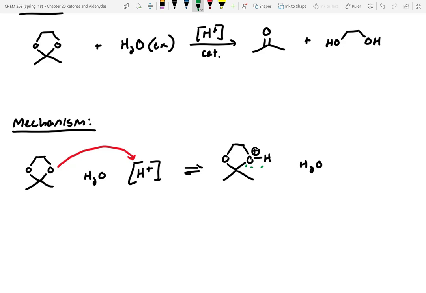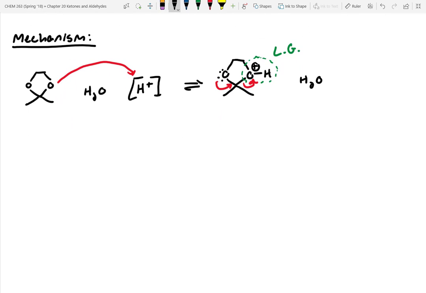I'll give you a hint. This whole thing is a good leaving group, right? The oxygen is protonated, not happy being protonated. Is there any way to dump electrons to it? Second hint. We got 2 lone pairs over here. Can eject it out, right? Okay. So that's going to be our next step.